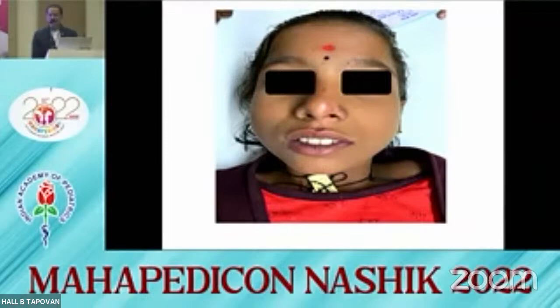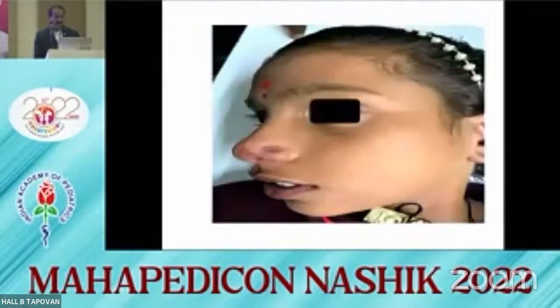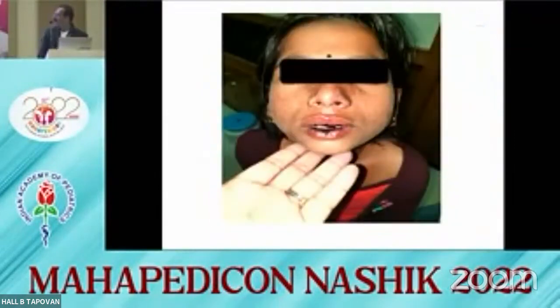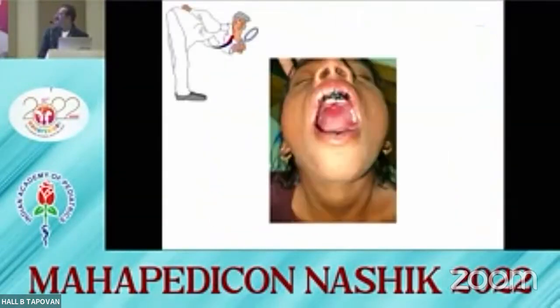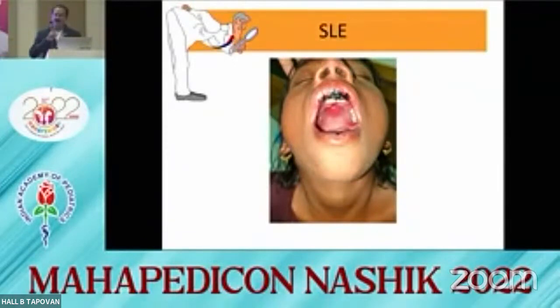She had pancytopenia, and she came with an ulcer over the nose, typically on the lip, and ulcer over the palate. What is the diagnosis? SLE, lupus. So with a non-healing ulcer over the nose and face, and pancytopenia in an adolescent girl, one should think of SLE.